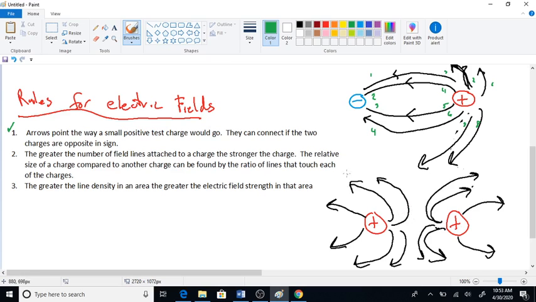So those will be equal by rule number 2 there. And like I said before, if these were both negatives, you would have a similar diagram. Now, the number of lines could be different, but all right.